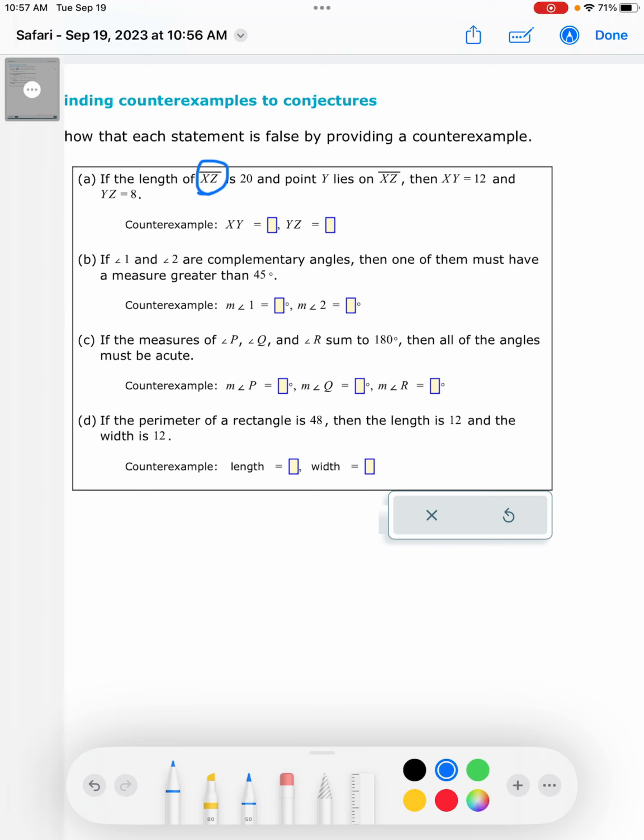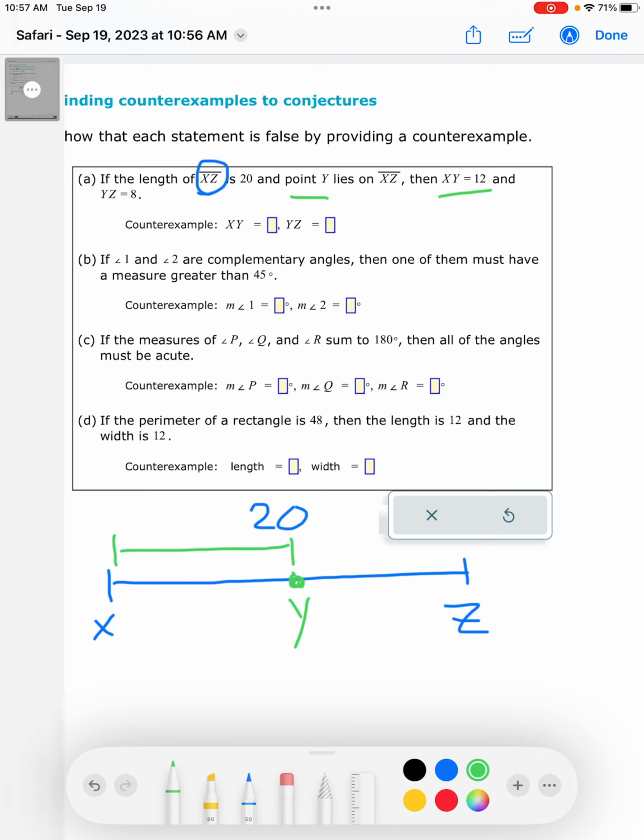So basically, they're saying that if I have a line that starts at X and goes all the way to Z, it's going to be 20 units long. And then they said, well, hold on, there's also a point Y that's on this line, so I'll just put it anywhere for now, and I'll call that Y. They're saying that XY has to be 12, so from here to here needs to be 12. And then YZ needs to be 8. And they're telling us to make a counterexample of that.